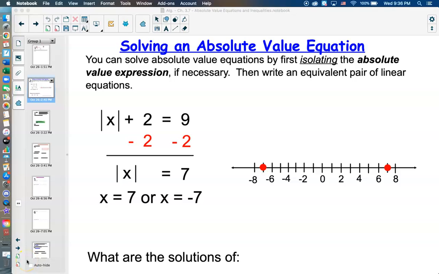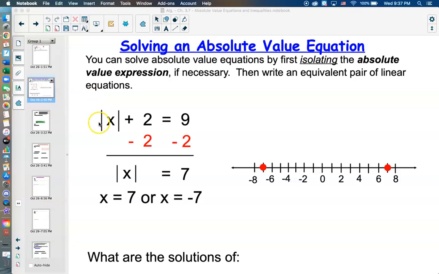Okay, we're going to make a little cheat sheet video for solving absolute value equations and solving absolute value inequalities. Whether it's an equation or an inequality, we first have to isolate the absolute value expression if necessary. That means getting the absolute value expression alone on one side of the inequality or equation.